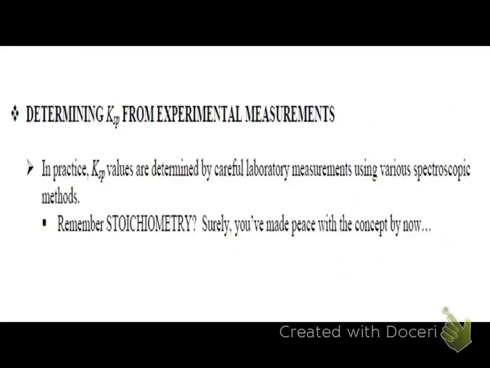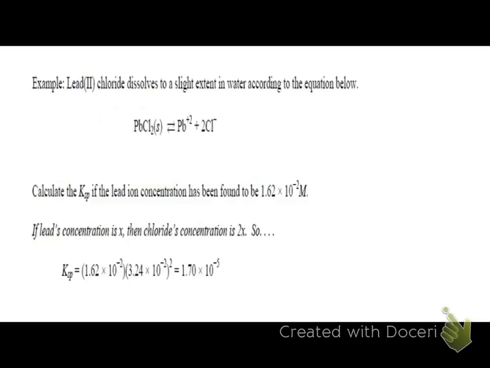Now, most of the time we're going to be determining Ksp from experimental measurements. Usually they are determined in the laboratory using spectroscopic methods. Where we're going to have to make sure we understand is our stoichiometry. So let's get going.